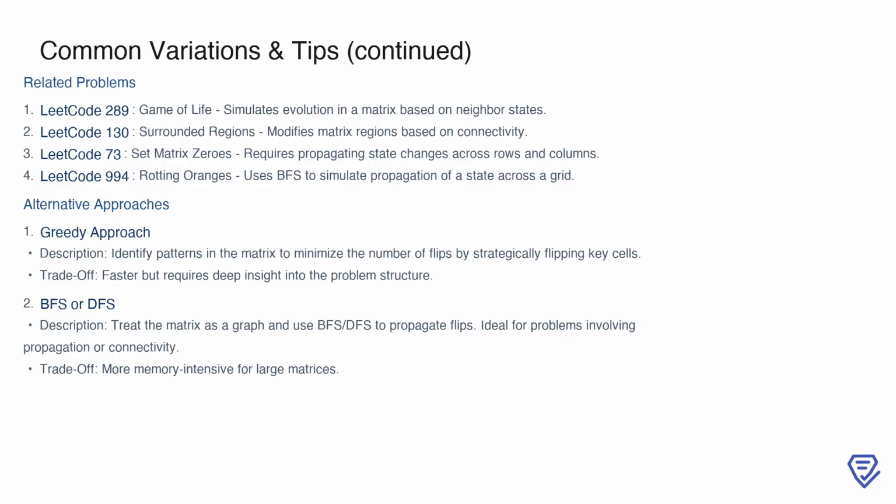In terms of alternative approaches, you might consider a greedy method, where you identify patterns in the matrix to strategically minimize the number of flips. This approach is faster but requires a strong understanding of the problem structure. BFS or DFS is another option, treating the matrix as a graph to propagate flips. While effective for connectivity problems, it can be memory-intensive for larger matrices.